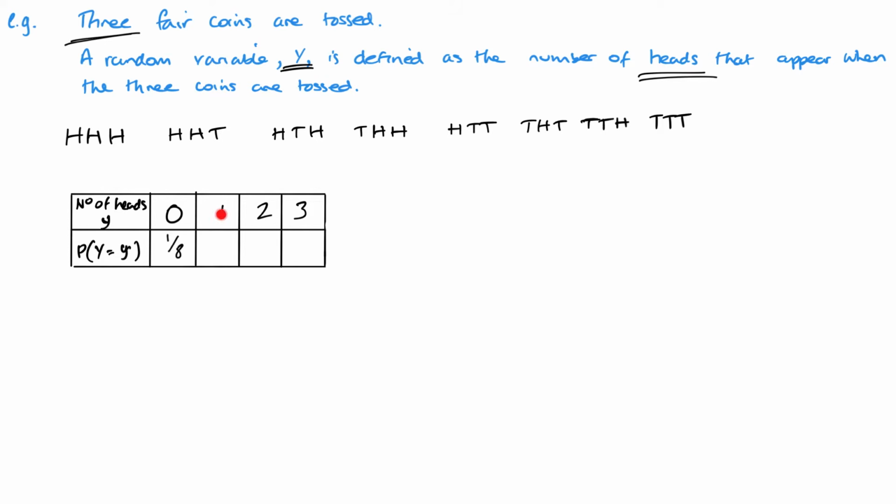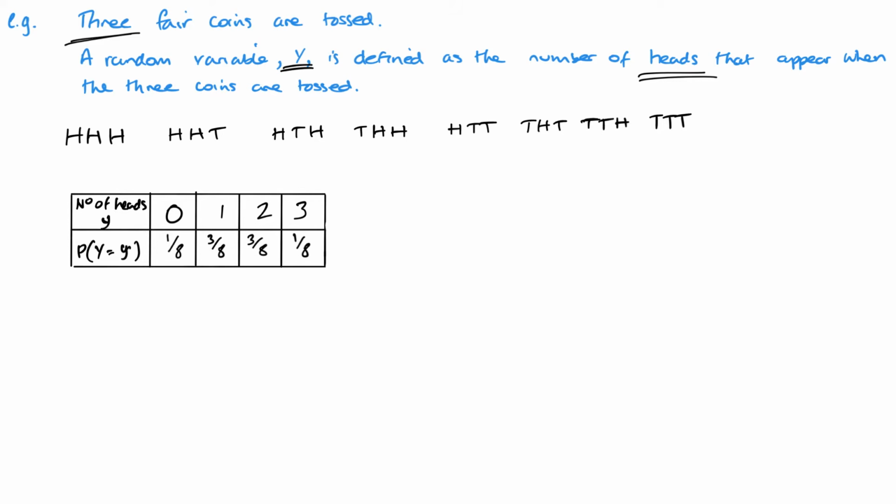1 head is here, so we've got 1, 2, 3 outcomes. 2 heads is also 3 outcomes, and 3 heads is 1 outcome. So those are my probabilities of each of these events happening. So this is in terms of a table.